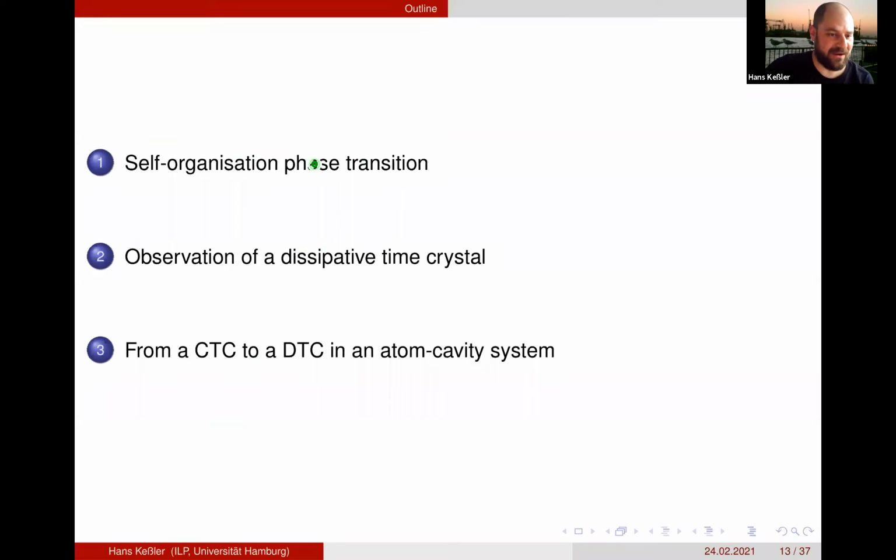For the rest of my talk, I will first talk a little bit more about the self-organization phase transition, because this is the starting point of all the simulations and experiments I show after. Second, the main part is about the observation of our dissipative time crystal, and if there is some time left in the end, I would like to show you what happens on the blue side of the atomic resonance, or what we propose or hope to see there.